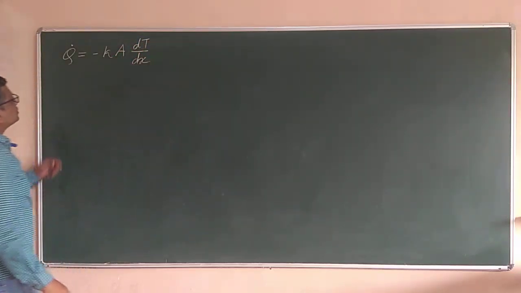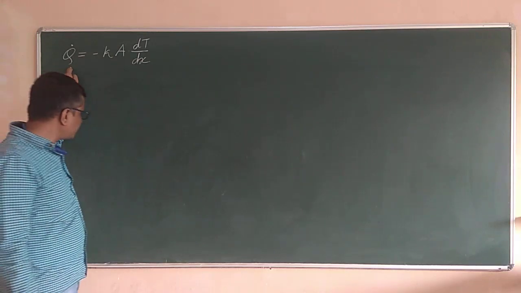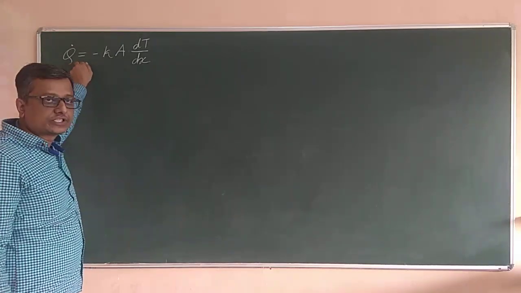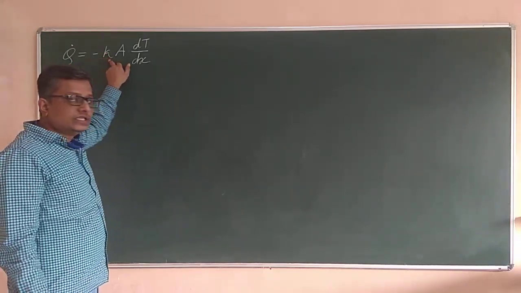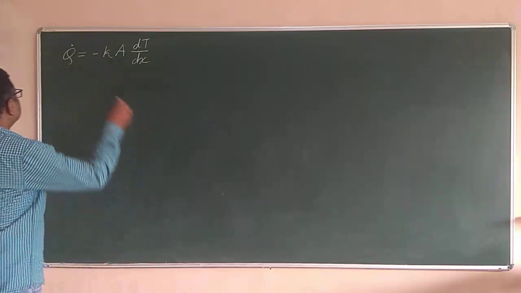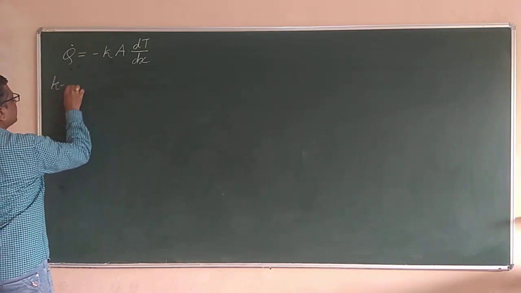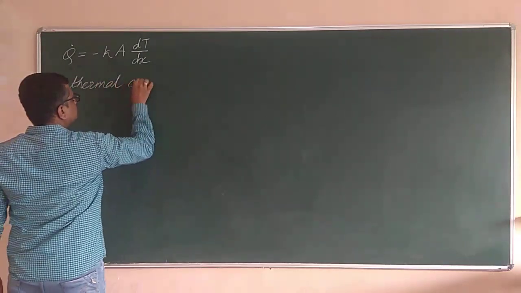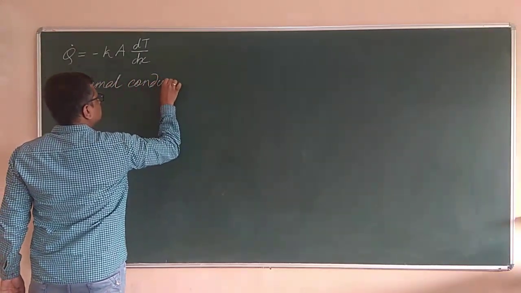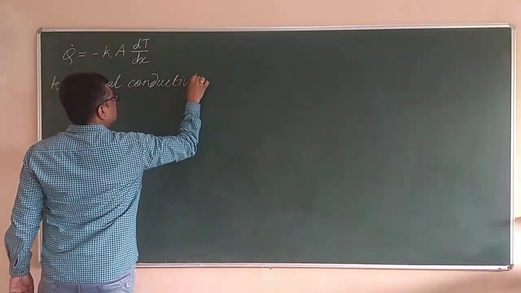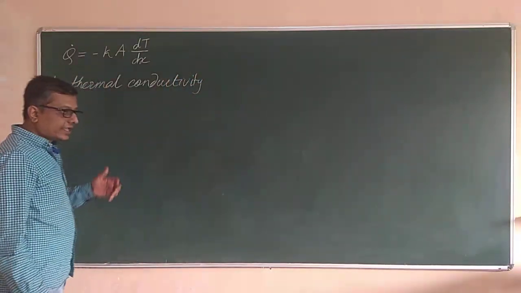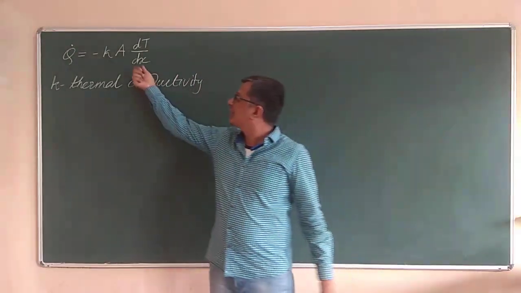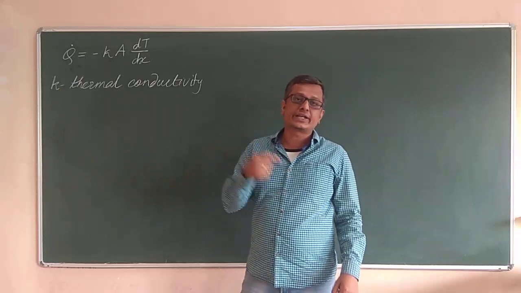Out of that, the term Q dot is the heat transfer rate. It means it is expressed in terms of joule per second. K is the thermal conductivity. A is the area which is normal to the direction of flow of heat, and dT by dx is the temperature gradient in the direction of heat flow.